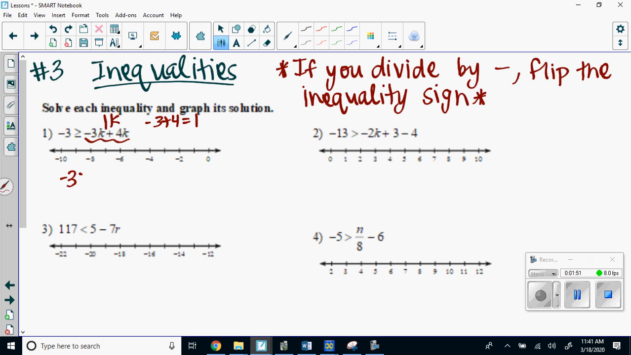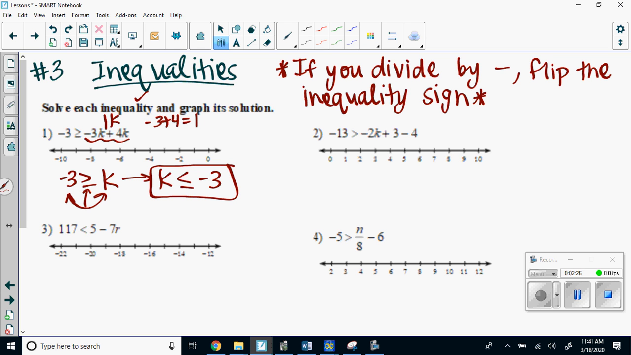So this says negative 3 is greater than or equal to k. We need to flip that so that the variable is on the left side. It's not required to flip it so the variable is on the left side, but it makes it a lot easier to graph if it is. So I'm going to switch this around just by flipping this around. And if I flip those two, I have to flip the inequality sign as well. So it becomes k is less than or equal to negative 3. Okay, we've solved the inequality.